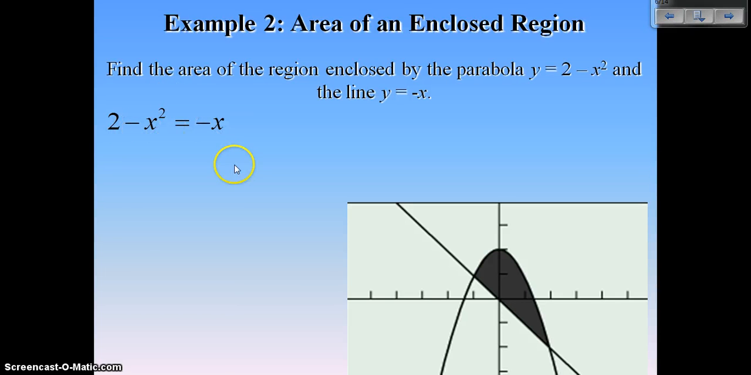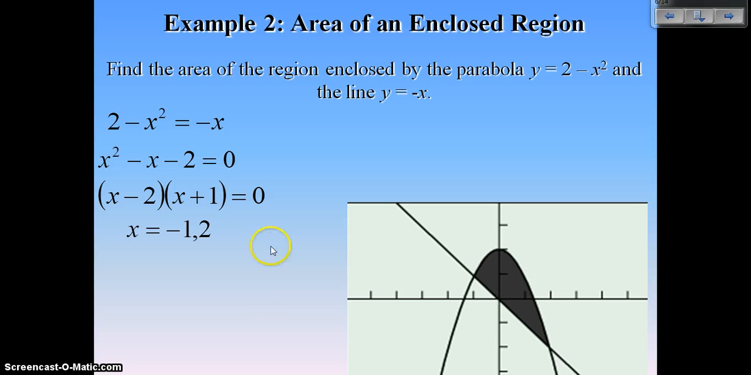2 minus x squared equals negative x. Simplify, moving things to the left-hand side, making x squared positive. And we factor and we solve. And this is verified by the graph. You see that they first of all cross at x equals negative 1. And they cross again down at x equals positive 2. Now our integral will be the integral from negative 1 to 2 of the upper function, which is the parabola, minus the lower function, which is the line.